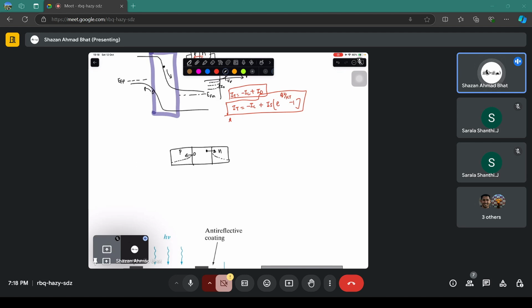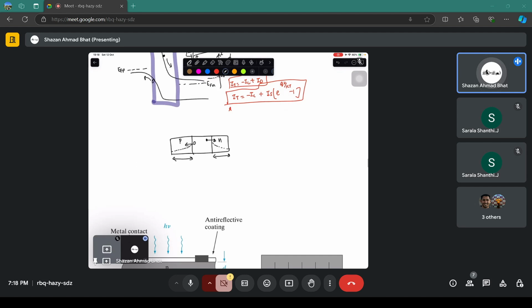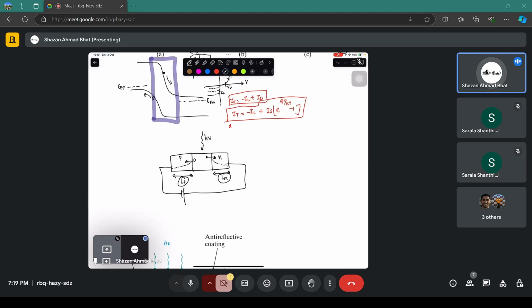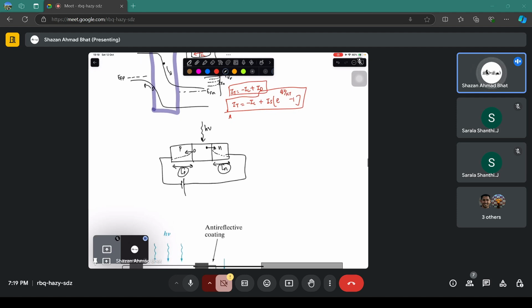So you want to ensure that at least this length is much greater than the diffusion length of the holes. Let's call them LP and LN. You want these lengths to be much greater than the diffusion lengths because these electron and hole pairs should not recombine in the material itself. They should be detected externally in the circuit, so that whenever the light comes, they generate electron hole pairs, and you can detect them externally in the circuit.